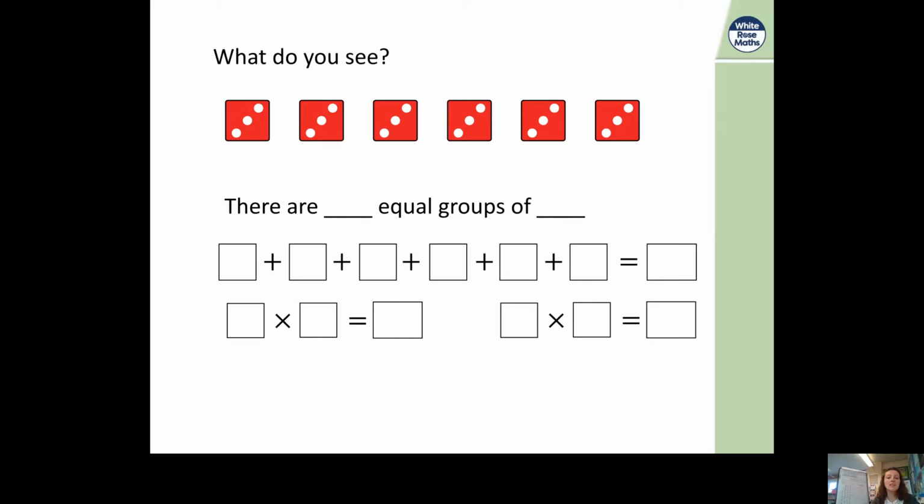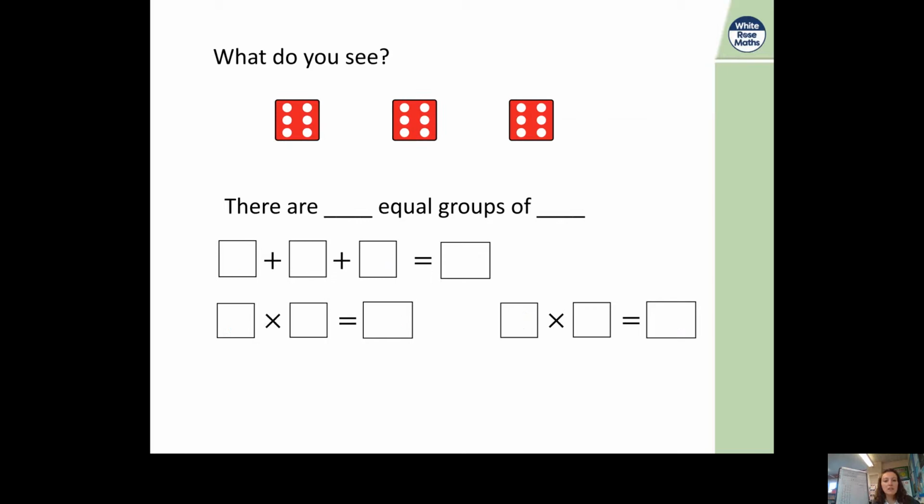Okay, have a look at this picture here. What can you see? I can see 1, 2, 3, 4, 5, 6 equal groups of 3. We could write that as 3 add 3 add 3 add 3 add 3 add 3 equals, let's have a look. Can you get there before me? 18. We could write 3 times 6 equals 18, or we can write 6 times 3 equals 18. Can anyone remember why we can swap around those two factors? Some of you might have remembered that multiplication is commutative, so we can swap the two factors around, but the product always stays the same.